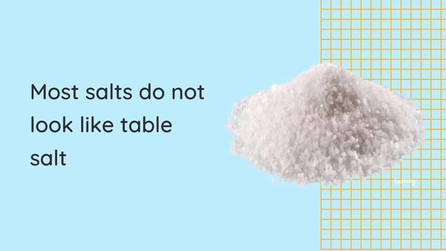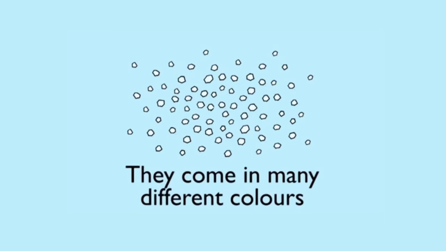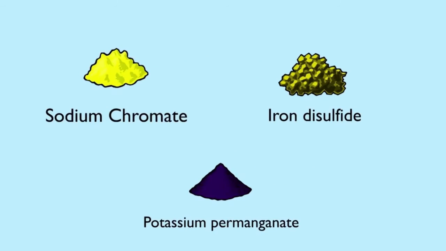And you might wonder if all salts are small transparent crystals just like table salt. Certainly not. Actually, salts come in many different colors. For example, sodium chromate has a yellow color, potassium permanganate is purple, and iron disulfide is metallic gold.